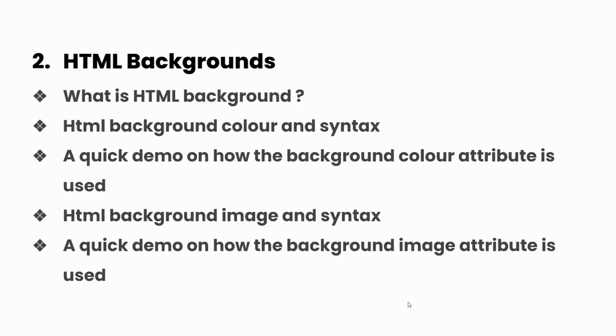Also in the next section, which is the HTML background, we'll be looking at what HTML background is and its syntax. Then we'll go into a quick demo on HTML background color attributes. Now, the HTML background is divided into two types of attributes, namely the color attributes and the image attributes. So we'll look into both of them, their syntax, and how they are used within the HTML document. I hope you all are ready for this.